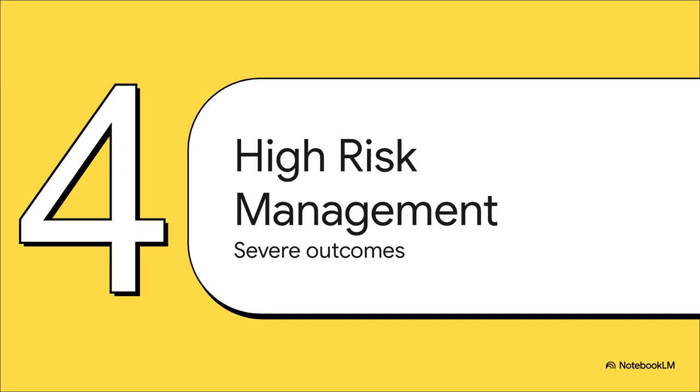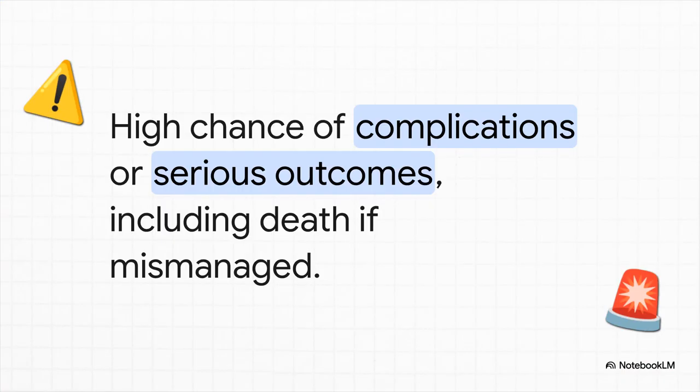Next up, Section 4. High-risk management. High risk means exactly what it sounds like. The condition or the treatment involves a high chance of serious outcomes, up to and including death. But remember, providers assess risk based on clinical judgment, not just raw statistics. This means even a very low probability of a severe outcome, like death, still firmly counts as high risk, simply because the consequences are so extreme and catastrophic if they actually do happen.